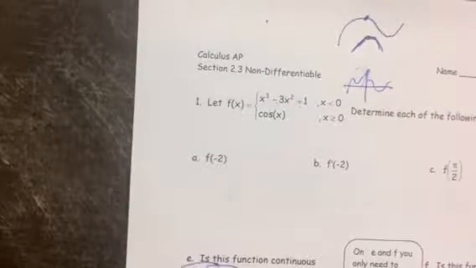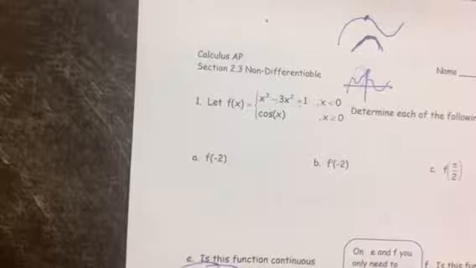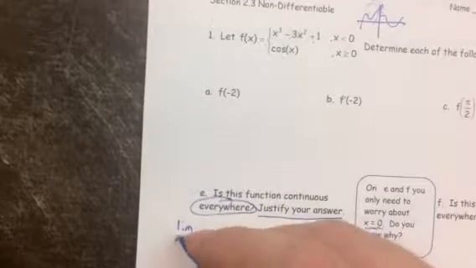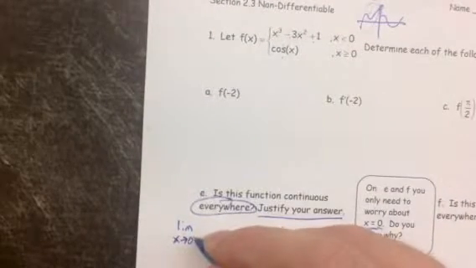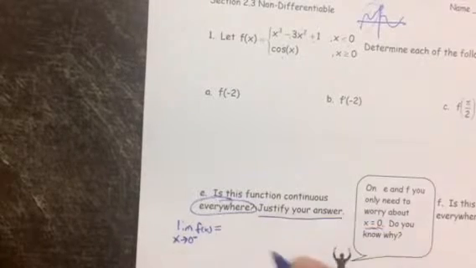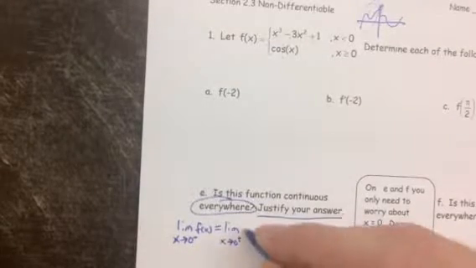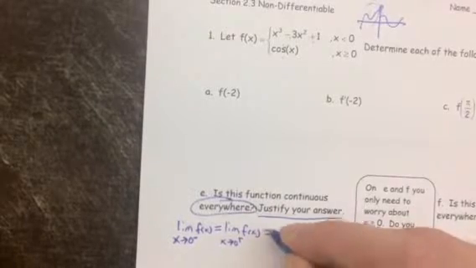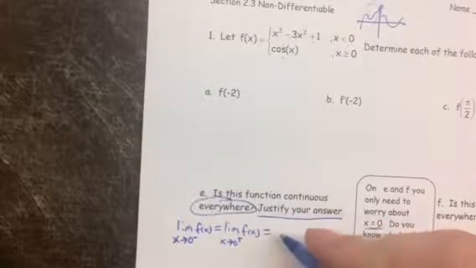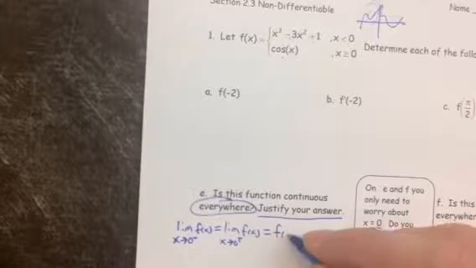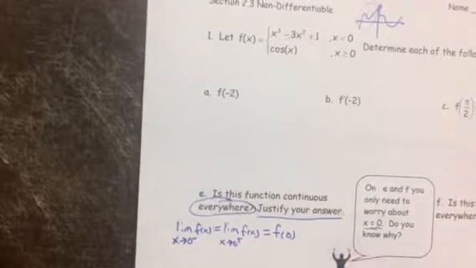And remember what we need to do is we need to do the limit to prove it's continuous. We need to do the limit as x goes to 0 from the left. And we need to see, does that equal the limit as x goes to 0 from the right of f of x? And that needs to be equal to f of 0. So those three things all need to be the same.